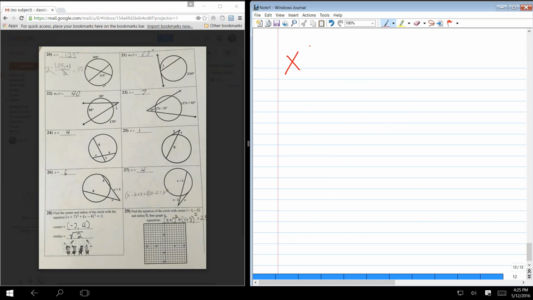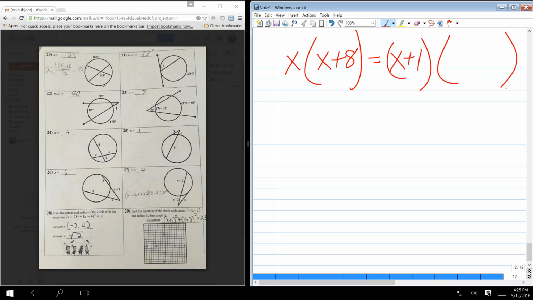X times 8 equals 5 times x plus 1. Not x times 8. It's x times the whole secant length. What's the secant length? X plus 8. Okay. Equals the part that's outside of the circle, which is x plus 1, times what? Plus x, times x plus 1 plus 5, which is x plus 6.